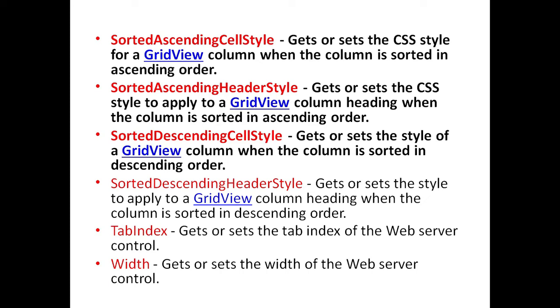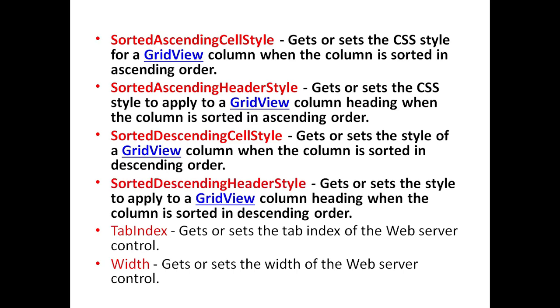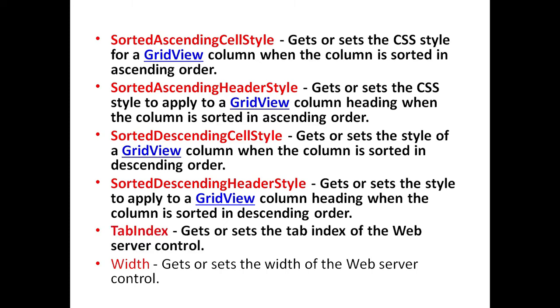Sorted descending cell style is used to get or set the style of the GridView column when the column is sorted in descending order. Sorted descending header style property is used to get or set the style to apply to a GridView column heading when the column is sorted in descending order.